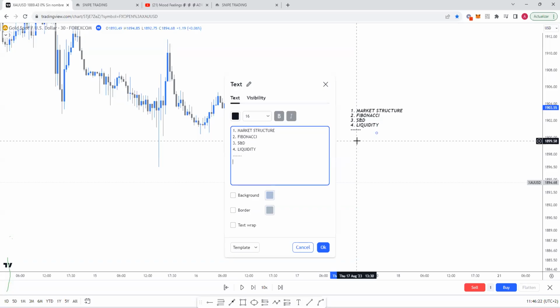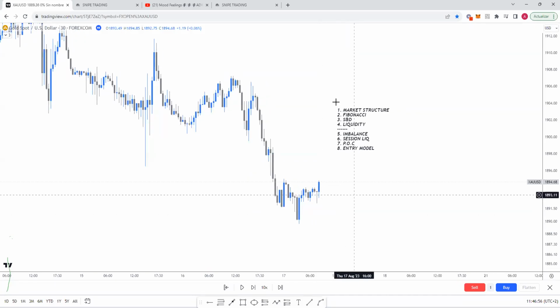Extra confluences, the order doesn't matter here. Imbalance, yes. Session liquidity. Volume or point of control, yes sir. And the last one, which is one that we have on this trade we took, which is entry models, well done. Entry models, so very basic stuff, okay, very basic stuff.